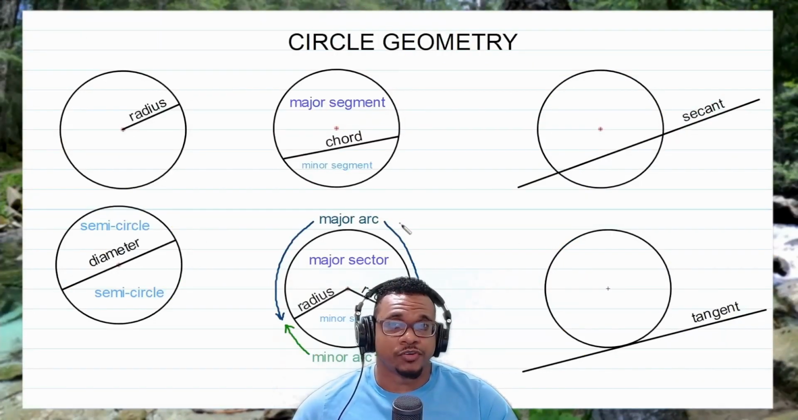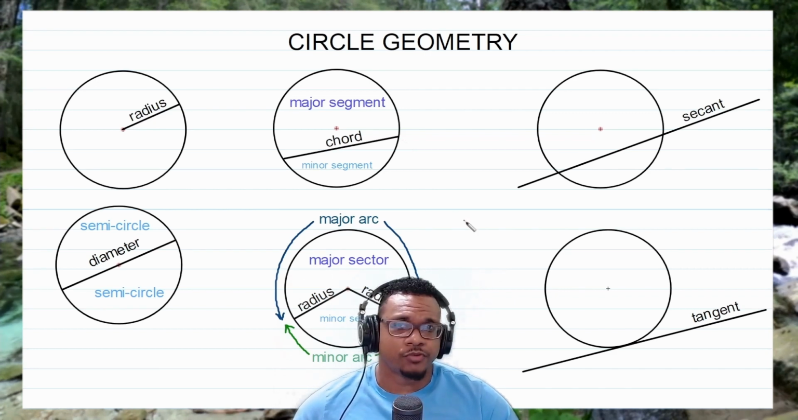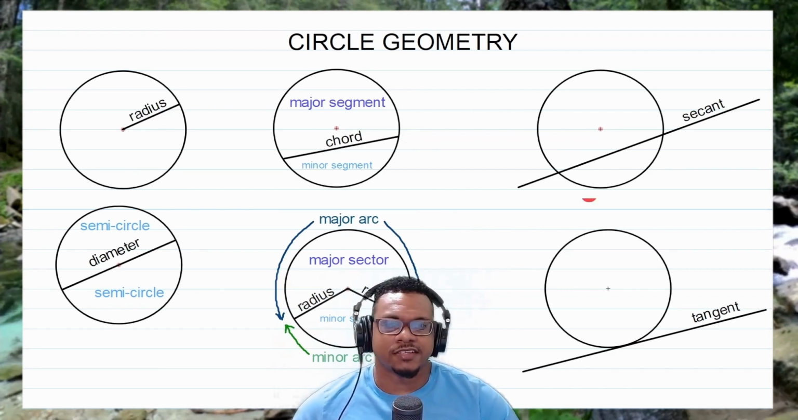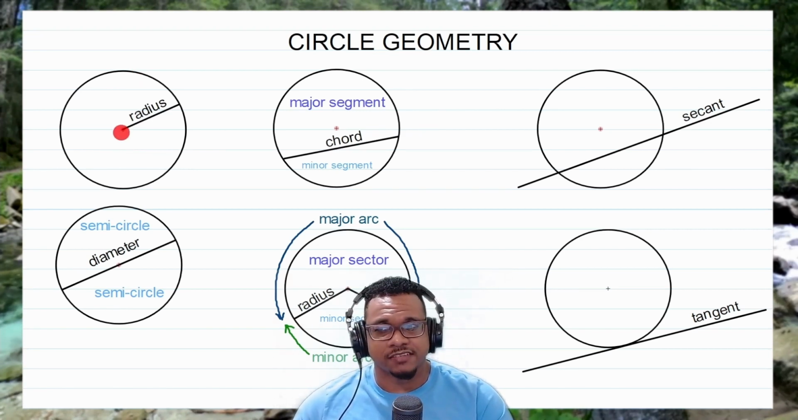In this video, we are going to be looking at the rules for circle geometry and how to apply them. But before we do, let's look at some properties of a circle. So here I have a circle. This is the center of the circle. I have a line drawn from the center of the circle to touch the circumference of the circle. This line is known as the radius.